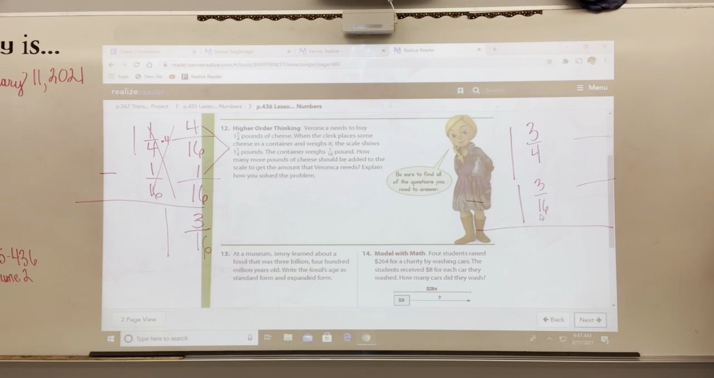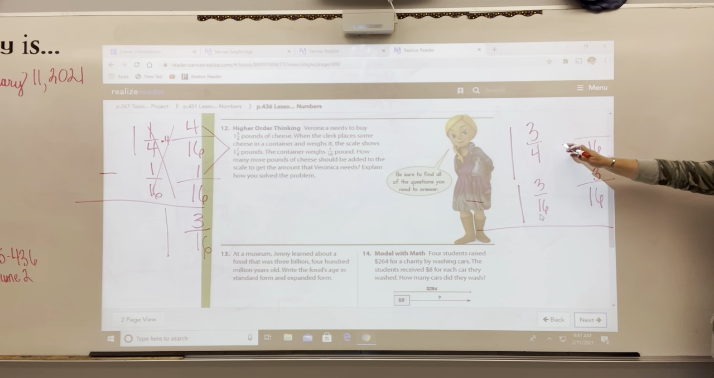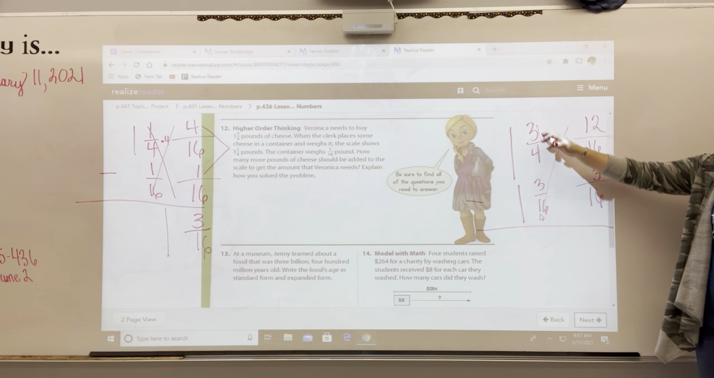Well, Jake Lee, what's a denominator for 4 and 16? She's exactly right, which means the bottom stays exactly the same. Luke, on the top, how do we go from 4 to 16? 4. So what's 4 times 3, Luke? 12.